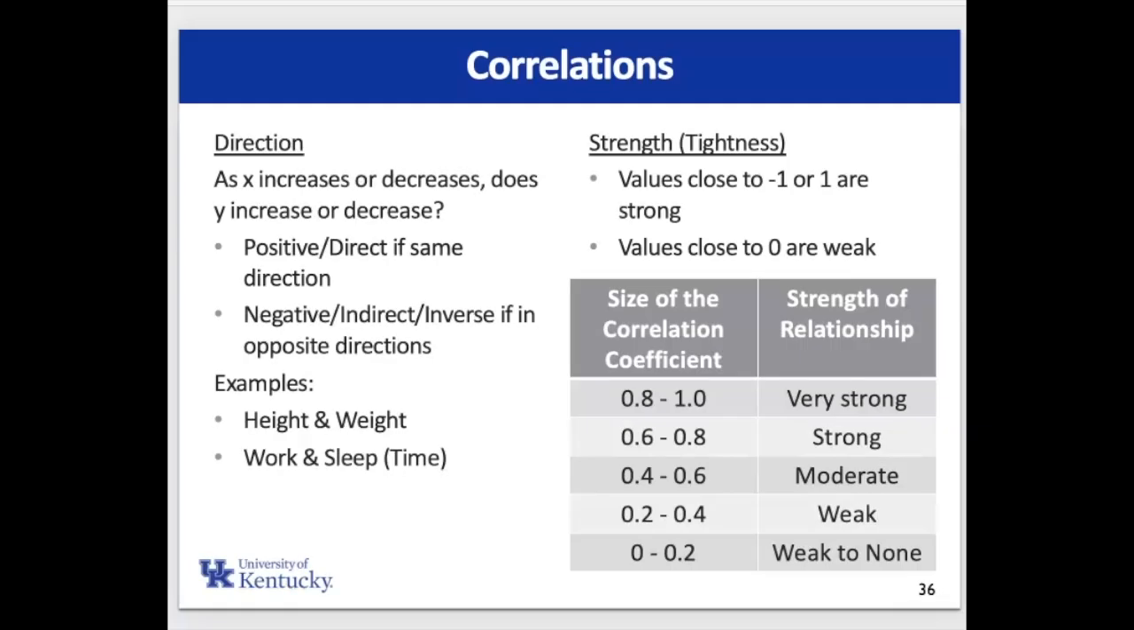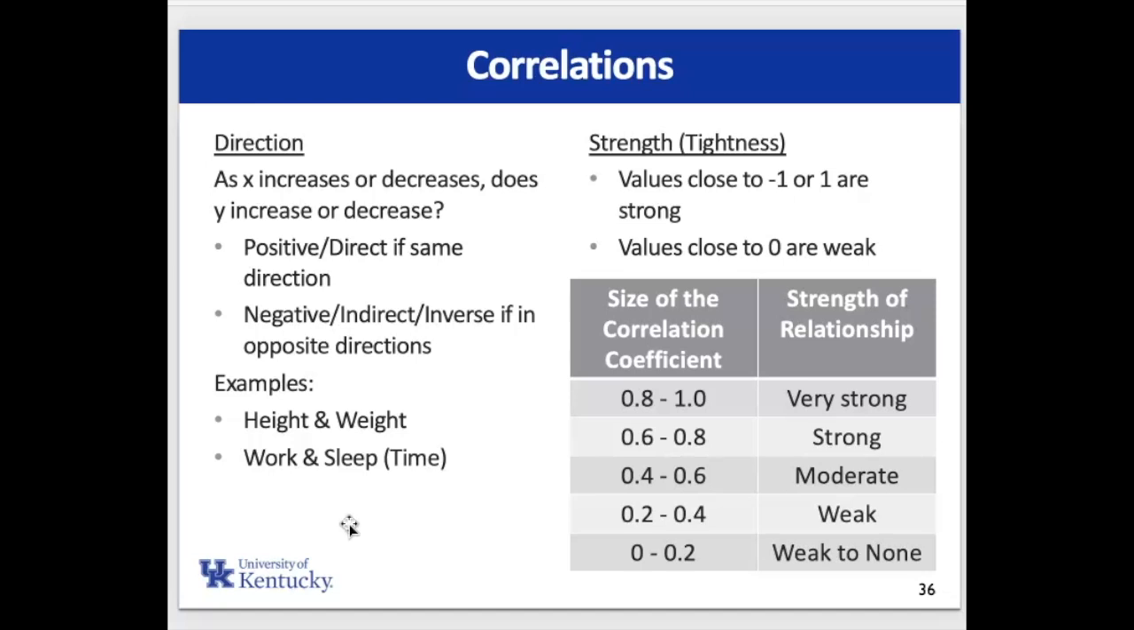So first, let's think about the direction and the strength. So the direction is that as our x-axis, or our variable on the x-axis, increases or decreases, the y-axis will do the opposite for a negative, and the same for a positive. So for example, it is very common that height and weight are positively correlated. So as height goes up, weight would go up. Let's say that work and sleep is negatively correlated. So let's just say that the more hours we work, the less hours we sleep. You might be able to resonate with that.